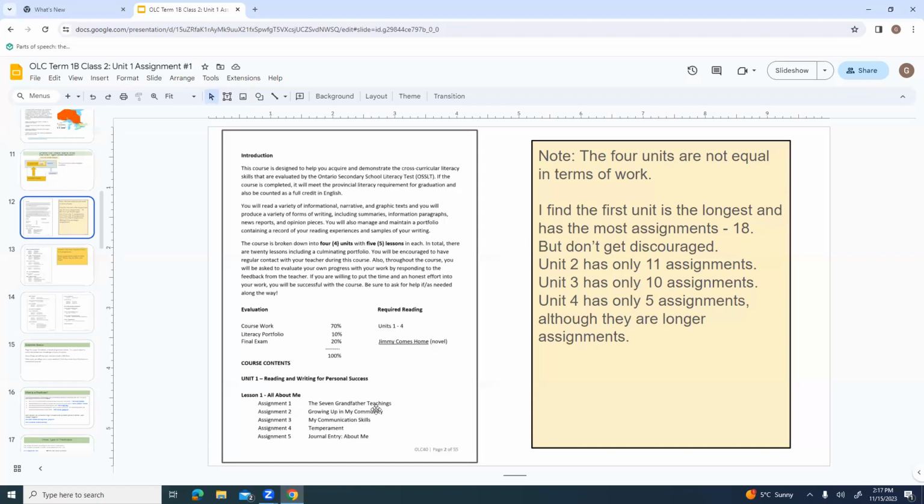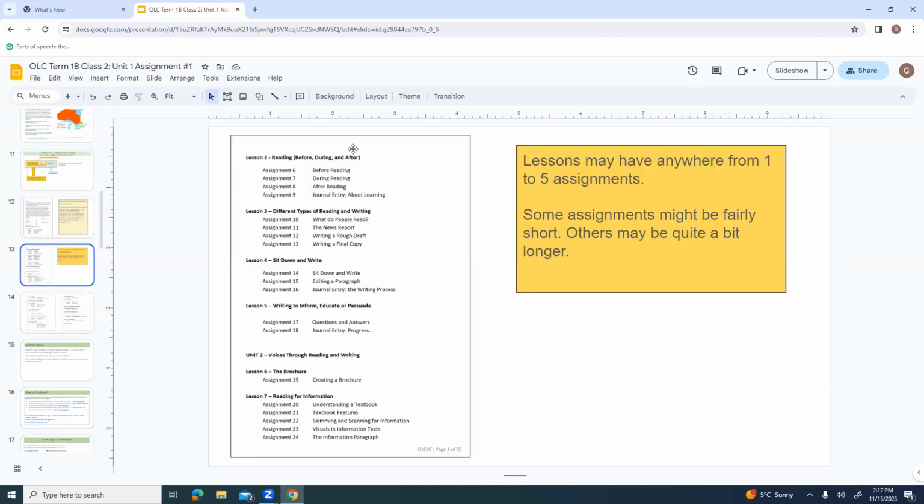So lesson 1, assignment 1, we're working on right now. That's the 7 grandfather teachings. And then tomorrow we've got growing up in my community, which is what, Thursday? And then on Monday, we're going to do assignment 3, 4, and 5, because 3 and 4 are really fast and easy, okay? So this goes through all the different types. You can see some places they've only got a couple of assignments. Here we've only got 1, and other places they might have 5 assignments. So they aren't necessarily equal, okay?